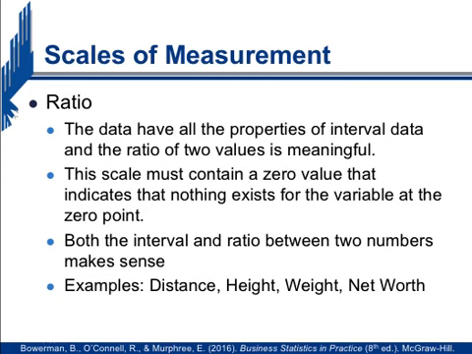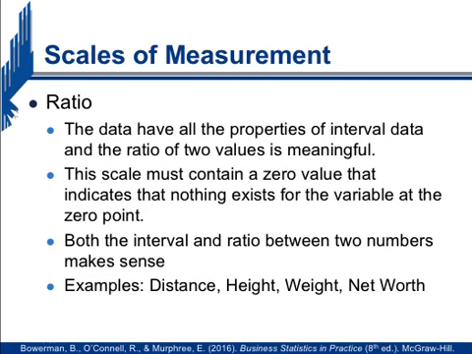So as compared to an interval scale of measurement, there is a defined zero value, meaning if the value of the variable is equal to 0, it means that nothing was measured, or there is no quantity really for that variable. And at the same time, it also differs from the interval scale because now both the interval and the ratio between two numbers will make sense or can be interpreted. An example of this can be distance, or height, or weight, or net worth.